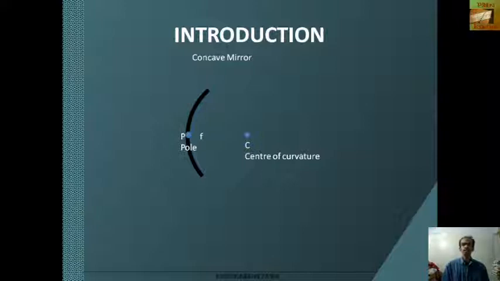Here, C is the center of curvature. It is the center of the sphere of which this concave mirror forms a part. If we imagine a line passing through the pole and the center of curvature, then this line is known as the principal axis.